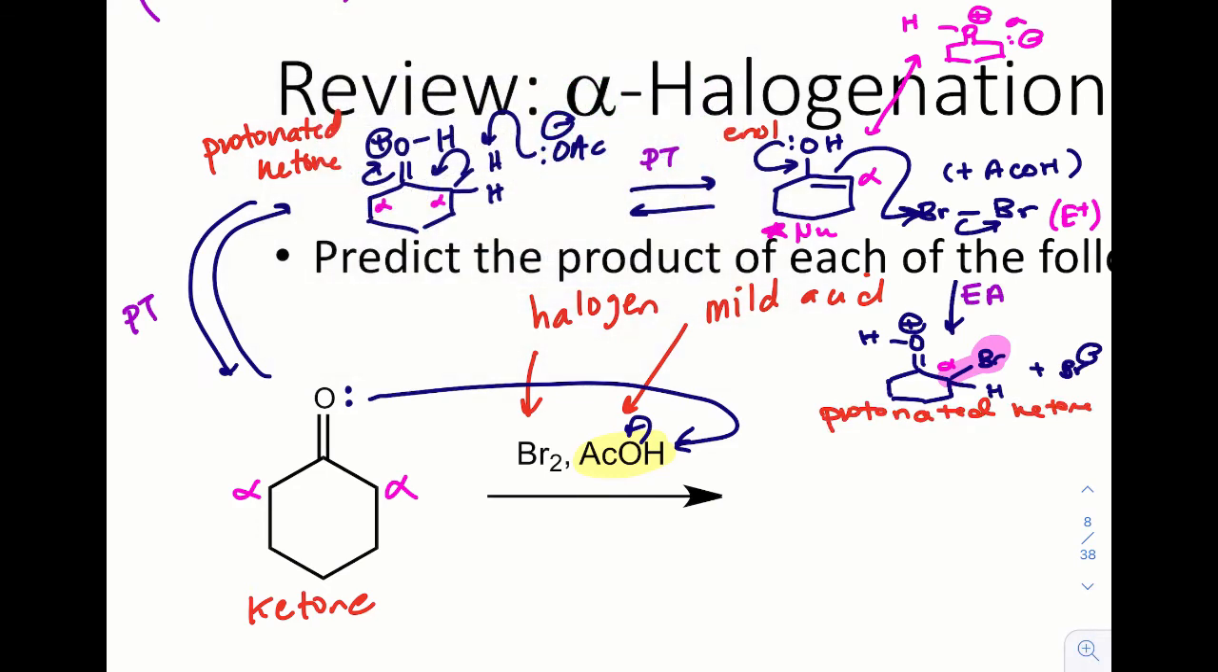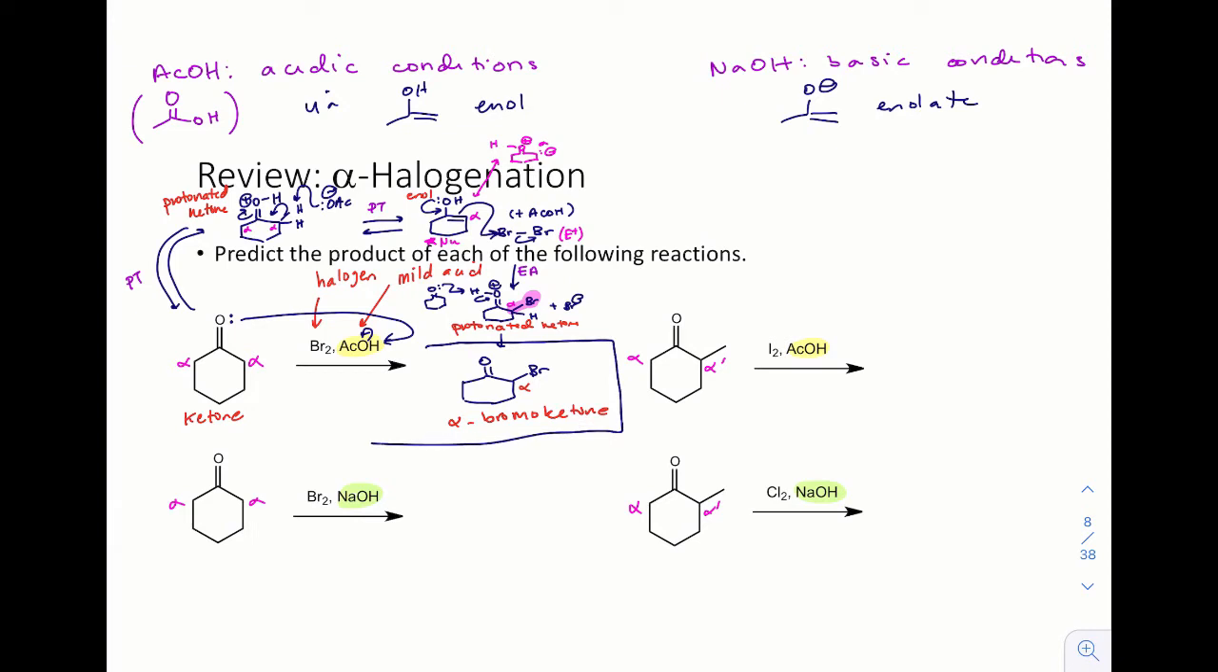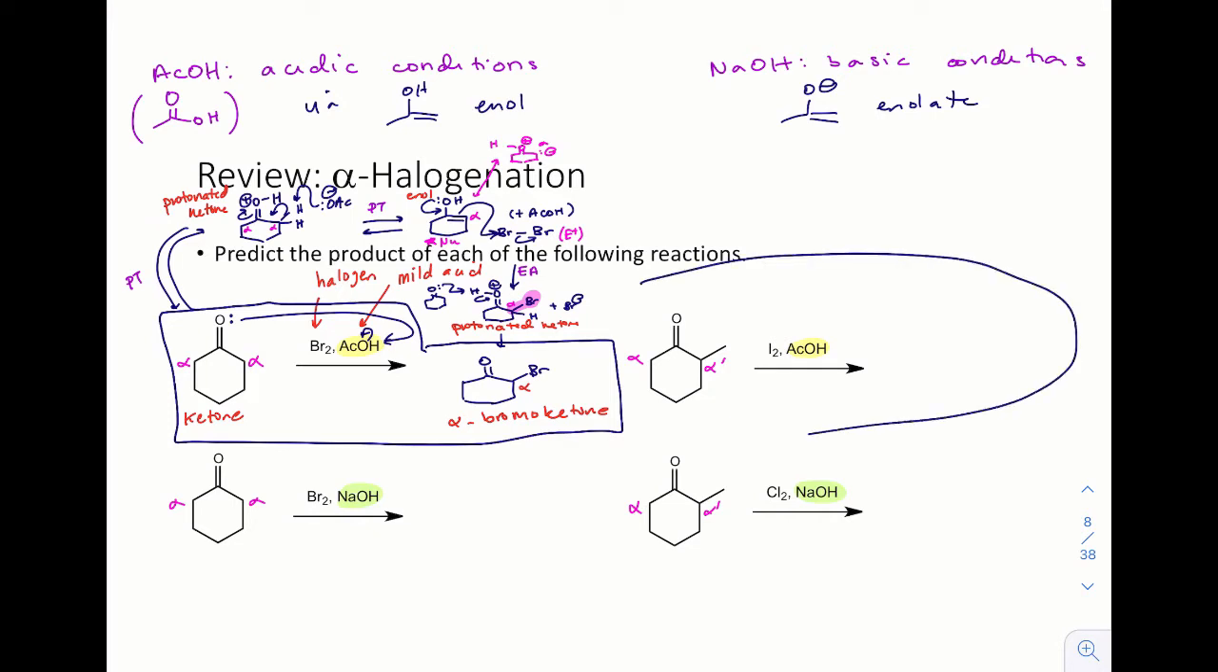And finally, this protonated ketone can be deprotonated with bromide, acetate, or perhaps another molecule of itself to keep the process going and generate the alpha bromo ketone. All right, so there's the product of alpha halogenation of this ketone. It is the alpha bromo ketone. Now let's look at the next reaction here.